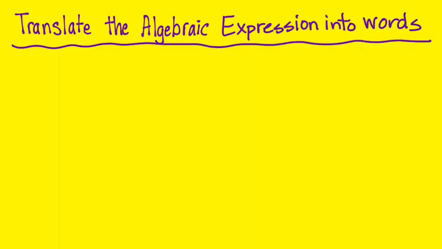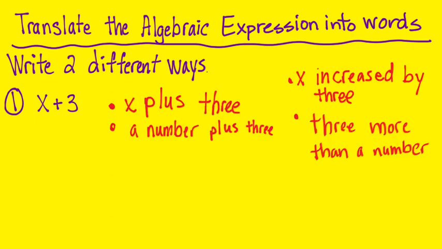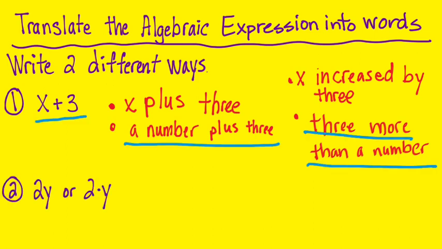So let's translate these algebraic expressions into words. If I have x plus 3, I'm going to do it a bunch of ways, but let's look at this. X plus 3 could be x plus 3, or a number plus 3, x increased by 3, 3 more than a number.